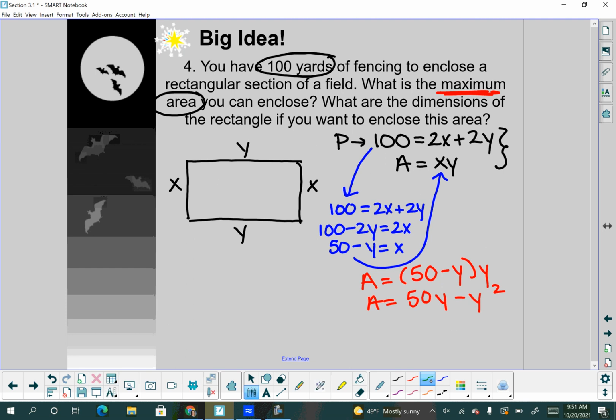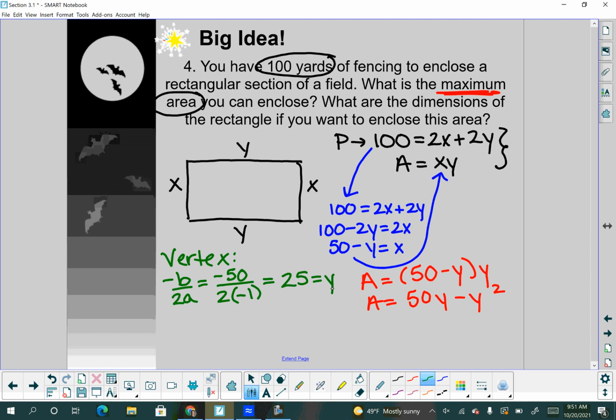Uh-oh. Literally just did it in the last problem, guys. Come on. Negative b over 2a. That's what I want. What's the opposite of b in this problem? Be careful, the terms are a little out of order. It's negative 50. Yep, it's at 50y. And what's a in this problem? Negative 1.